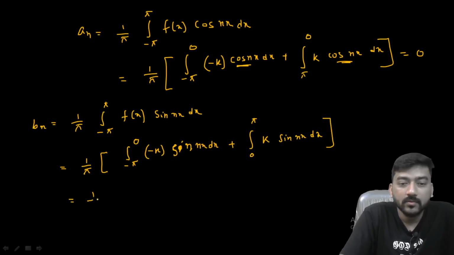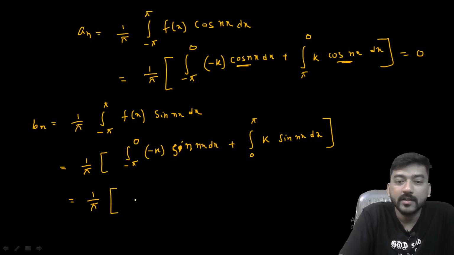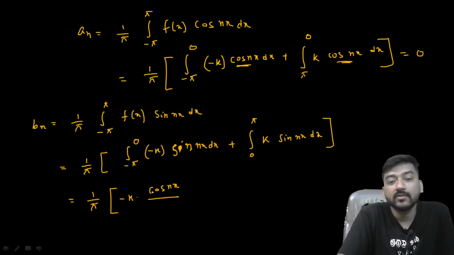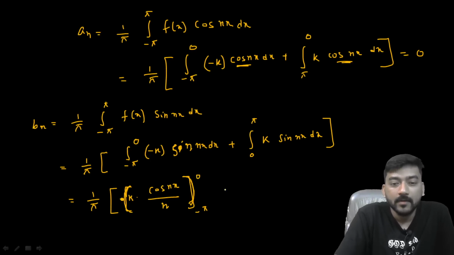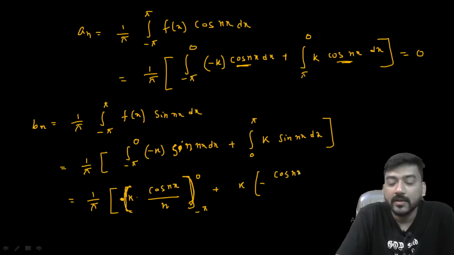Okay, so you will get 1 upon pi. So this is now sin nx. The integration of sin nx is minus cos nx by n. So you will get minus k into cos nx upon n, and the integration of sin x is minus cos x. Okay, this minus will be cancelled out. So cos nx by n, and the limit is pi to 0. Okay, plus we have k into the integration of sin nx, which is again minus cos nx. So it will be minus cos nx by n, and the limit 0 to pi.